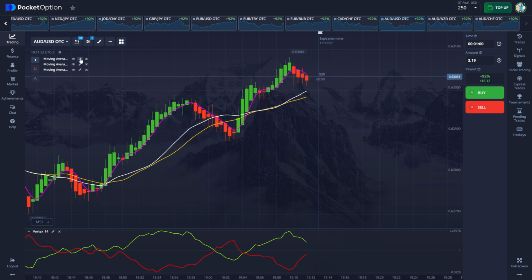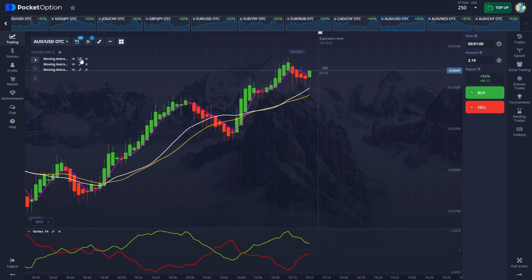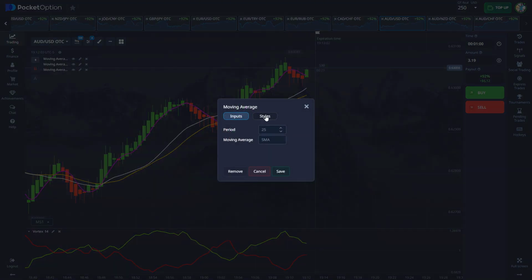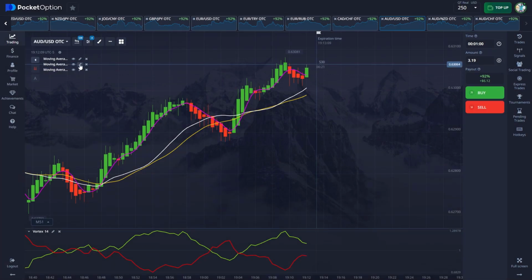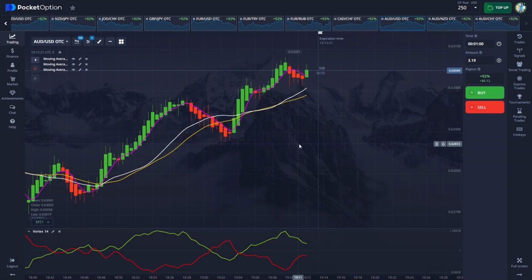Okay, so we have three moving averages set up here. So I'm just going to take all these off so you can see a nice clean chart. The first one, second one, third one. So the first one we're going to set up, it's a 25 with the SMA. We're going to make it yellow and pixel size 2. Let's go ahead and change that, save that right there. The next one is 20 SMA, white, pixel size 2. And then the third one is a 5 period SMA with purple and pixel size 2.